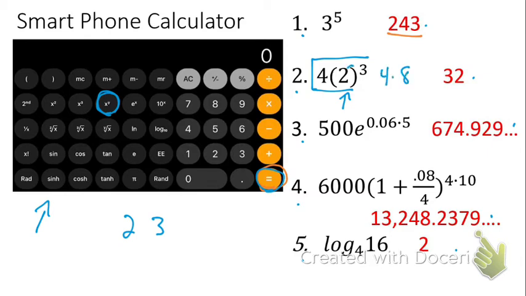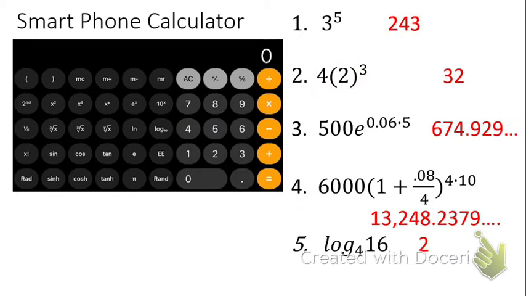Then all you have to do after that is hit times 4. Here's the times button right there. There's the 4. And then you should be good. It should give you 32, which is what we're looking for right there. Okay. Now, those should have been the easier ones, if you will.